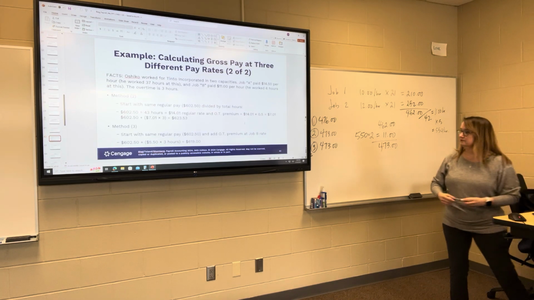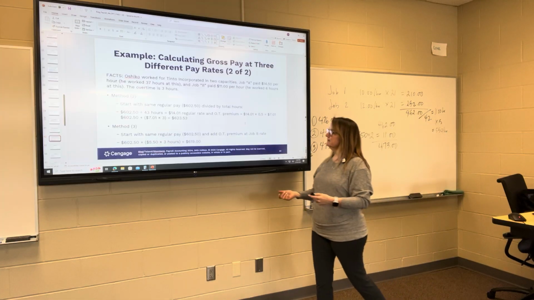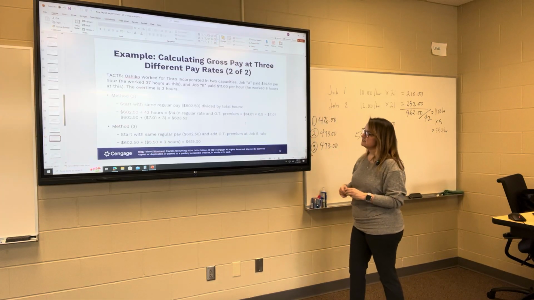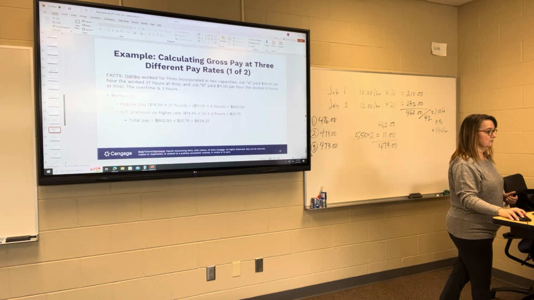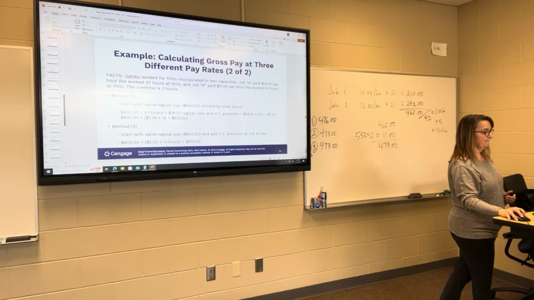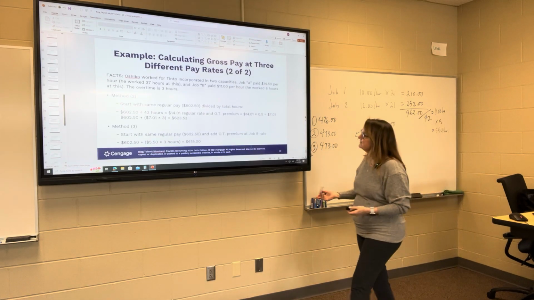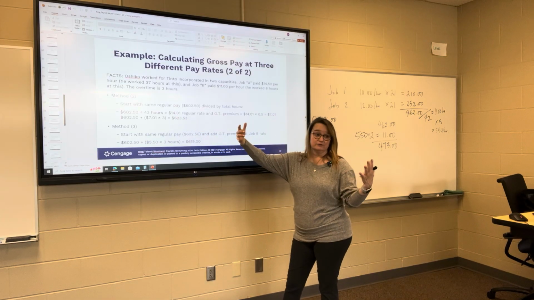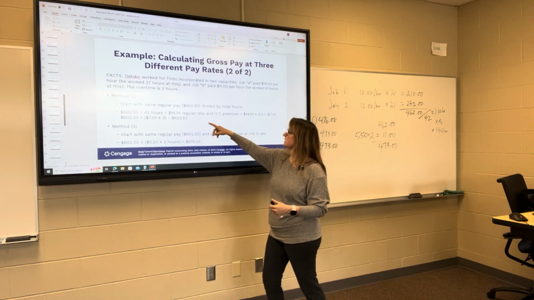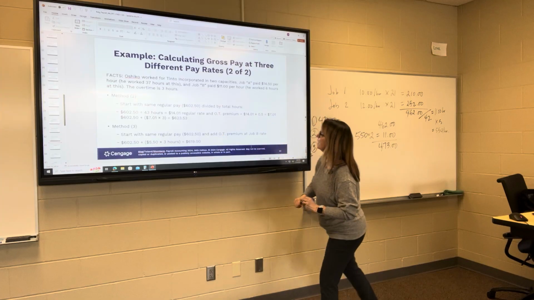All right, second method. Same pay. We're going to start with that same regular pay of $602.50, which we calculated right here. So you can start with that number. We're going to divide that by the total hours of 43, including the overtime hours, to get a regular rate of $14.01.